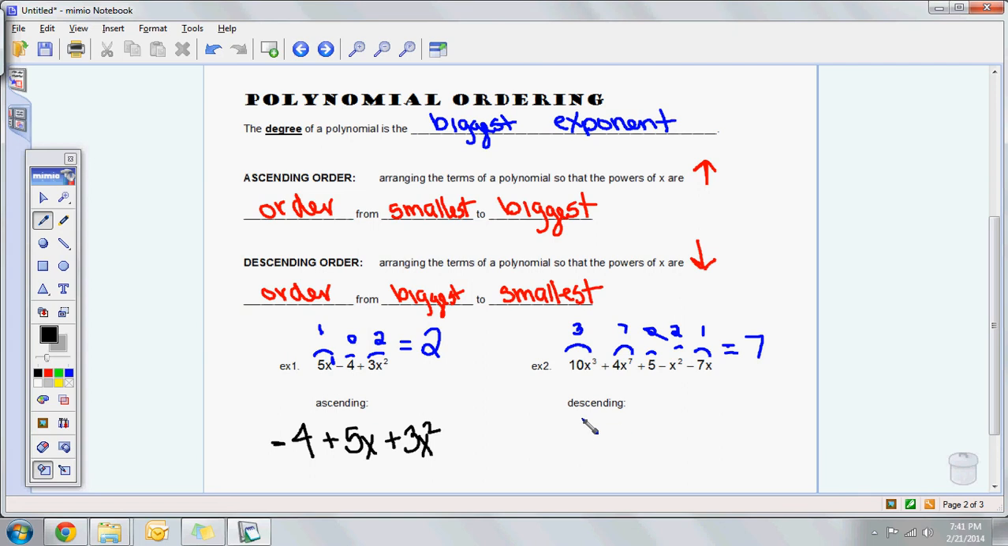So if I go in descending order, I'm going to go from the biggest to the smallest. So the biggest I have is this 4x to the 7th. I'm going to cross them off as I go so I don't get confused. The next biggest would be this, so plus 10x to the 3rd. Then the next would be this negative x squared and negative 7x. And finally, this lonely plus 5. So it's descending, so it's going from the biggest to the smallest.